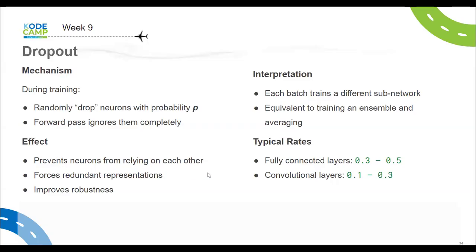Okay. So the effect of dropout is that neurons don't really rely on each other. Neurons effectively learn from data instead of relying on another neuron to handle that prediction. It forces redundant representations, so multiple representations of the same knowledge. That makes it much more robust, like we have seen. The way you can think of it is that each batch is training a different subnetwork for a different pathway. So we can take this as training an ensemble and averaging.